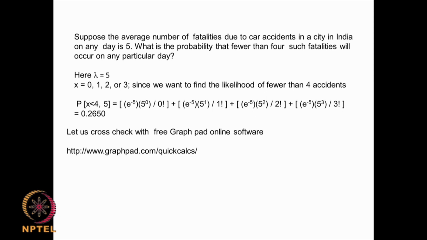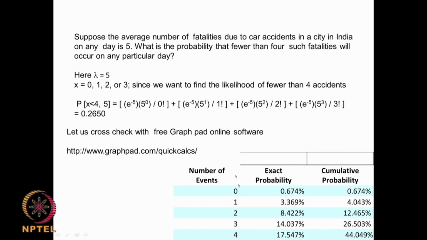Okay. So, we can also check with the online software. Yesterday I introduced this software called GraphPad online software, and this is the link for that software. We can do the same calculations with that software also. Okay. So I can substitute and you get 0, 1, 2, 3, 4. So if you do the cumulative, as you can see, for 0, then 1 cumulative will be this plus this giving this, for 2 cumulative this plus this plus this, for 3 cumulative this plus this plus this plus this, that comes to 26.5%, which is matching with 26.5.